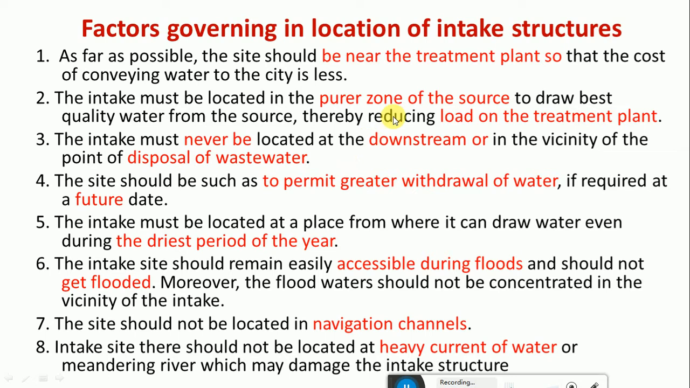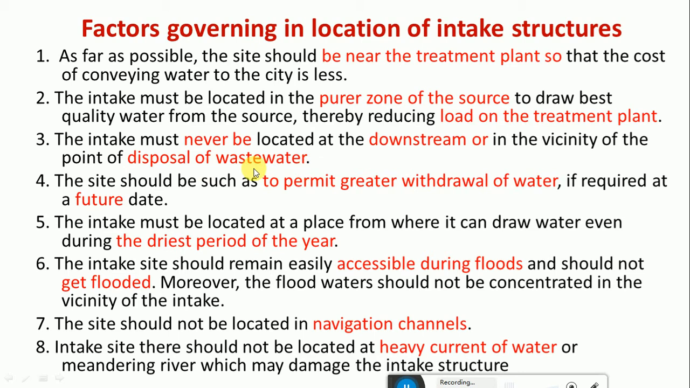So in that case, we should locate the inlets in the pure water zone, and the intakes must never be located at the downstream or in the vicinity of the disposal of wastewater. Normally after the treatment of wastewater, we discharge it to the nearest water bodies, onto the land or into the ocean. If these are the sources of water, we should see that the intake structure is never located downstream or near the vicinity of the disposal of the wastewater.